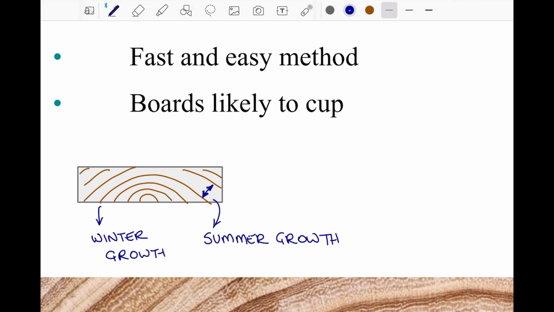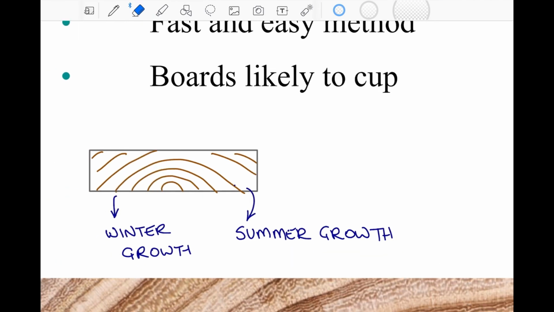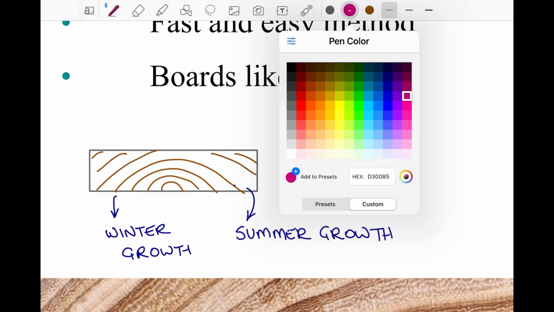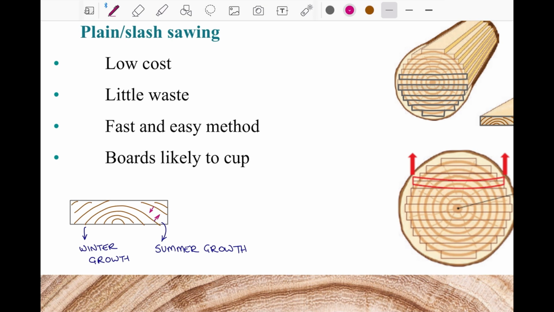And actually, I've drawn my arrows in there slightly wrong. Let me fix that, and switch to a different color, there we go. So my drying is pulling in this way. The summer growth is contracting. And what ends up happening, let me go back to my diagram, is that the board will eventually take on this curved kind of a section.